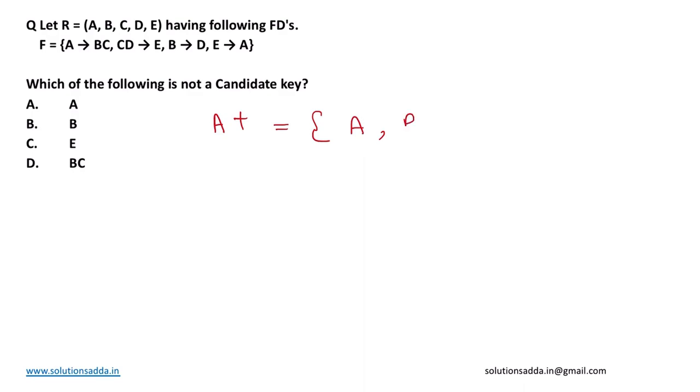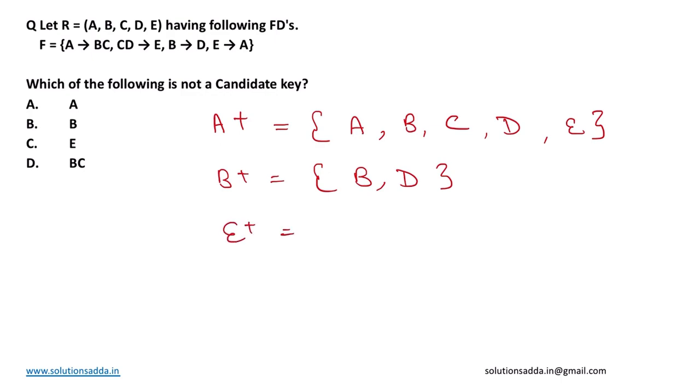So A determines BC, B determines D and C and D determines E. We observe this from the functional dependencies that is given above. Closure of B is denoted by B plus, B itself is a part of closure and B determines D. And we don't find any other attributes which is determined from this set.